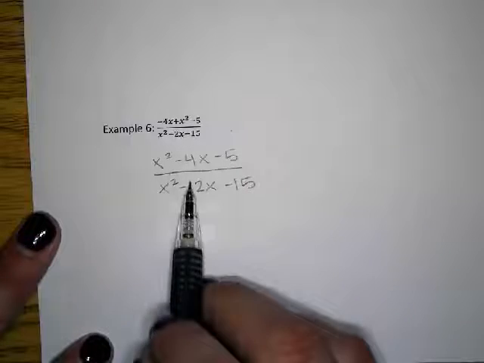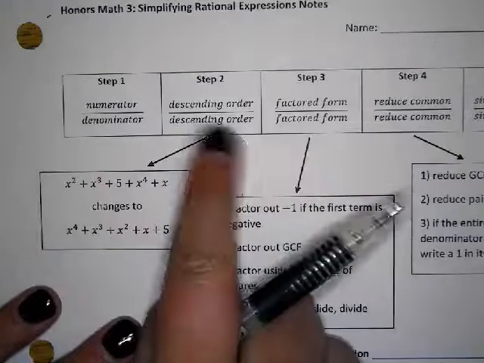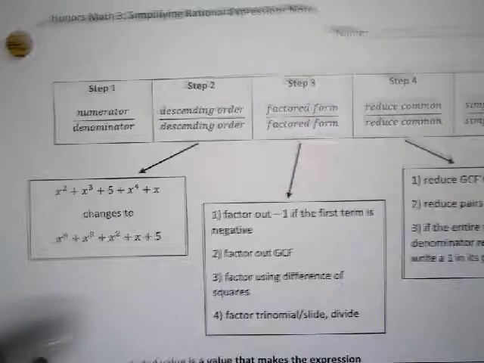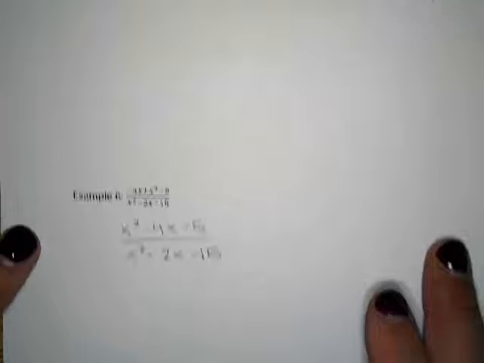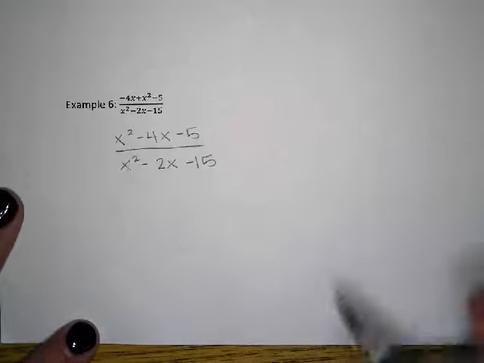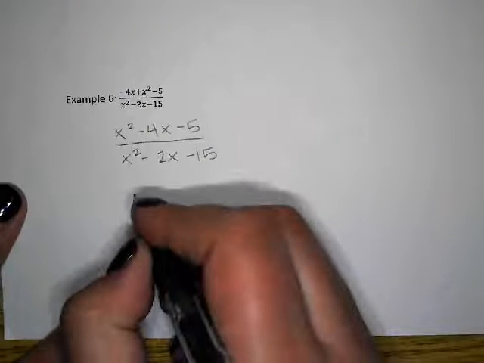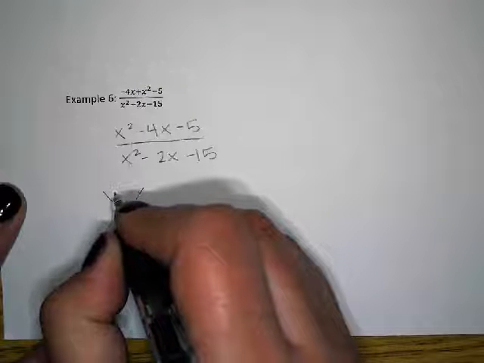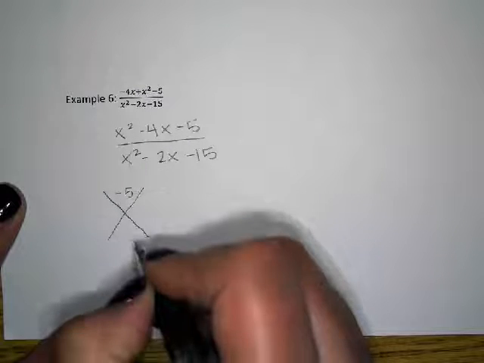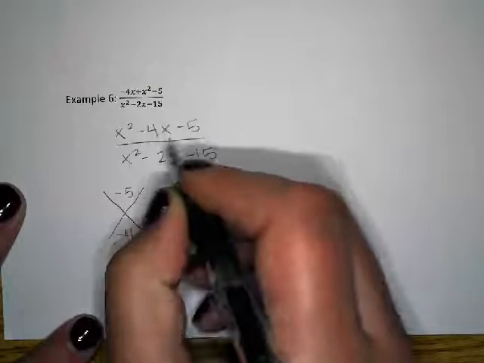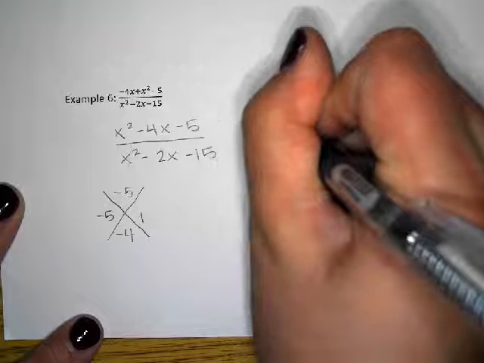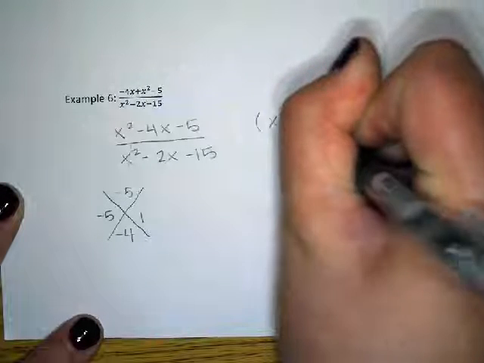All right, so we did the first 2 steps: numerator over denominator, descending order. Now we got to do the factored form. X plus 1 and then x minus 5. Okay, so for the first one, we're multiplying to -5, we're adding to -4, and the numbers would be -5 and +1. So x minus 5 and x plus 1.